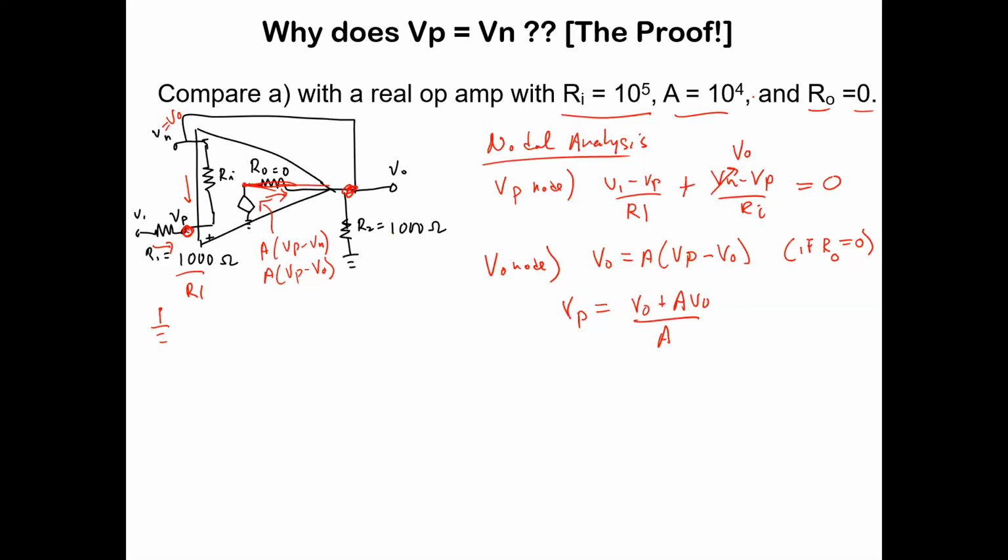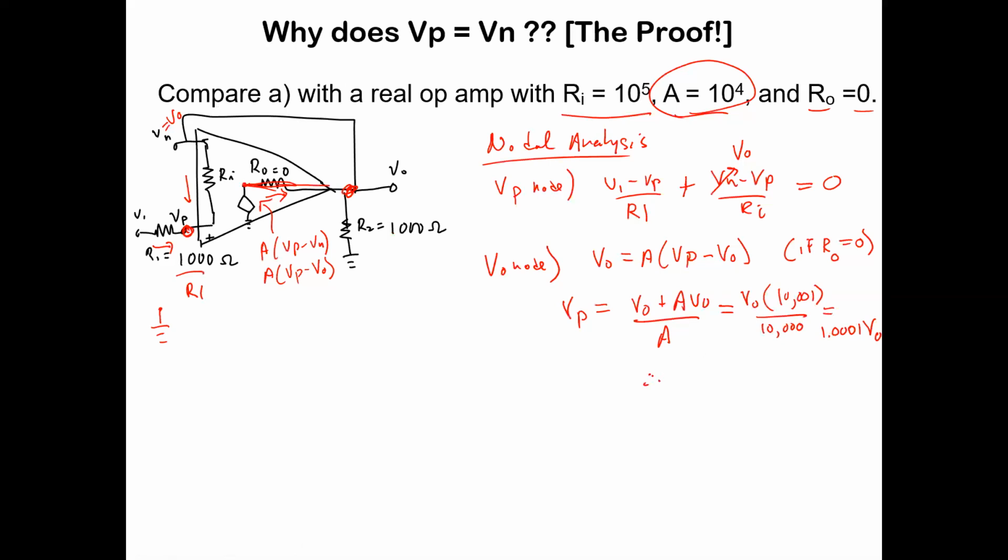And the A that we're using here is 10 to the 4th. So if you work this out, it's VO times 1 plus 1 over A. Well, that's like VO times 10,001 over 10,000, right? And that just equals 1.0001 VO.